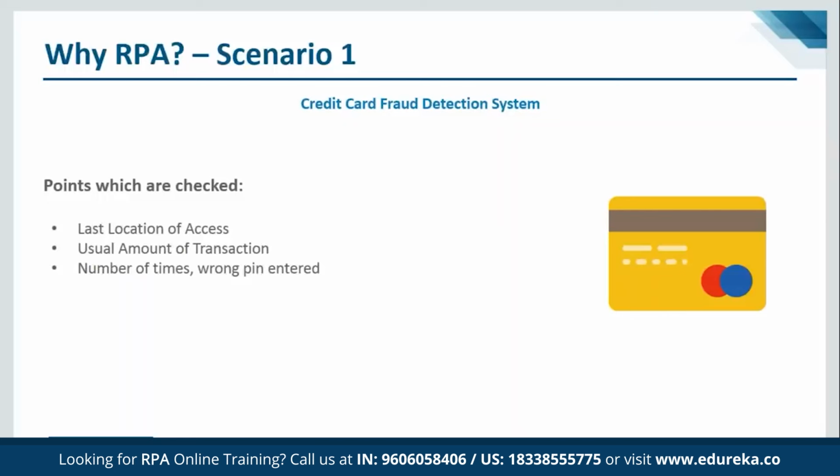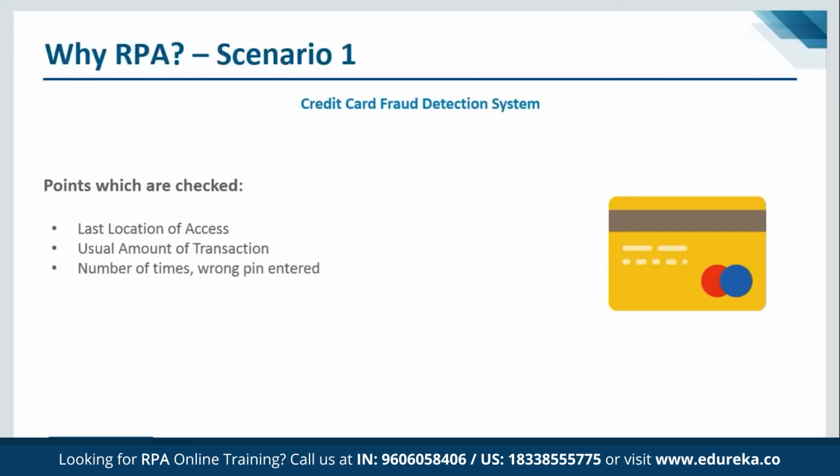That also becomes suspicious. And the third rule could be the number of times you entered a wrong PIN. This could be that someone got hold of a credit card and is trying to get money out of your credit card, but is not able to get your PIN right. So this could also be a suspicious transaction, right?